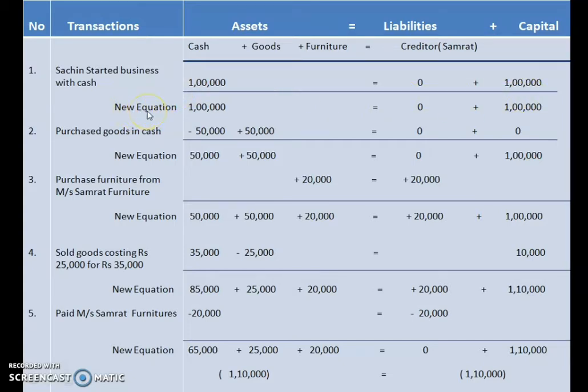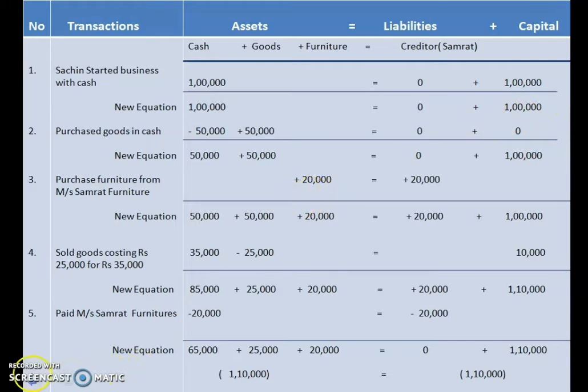So after every case, you have to draw a line and write down the new equation. Now bring down this amount of 1 lakh as it is. Then in creditors, you don't have any item, so write down 0. From the first case, you didn't get any item, so write down 0. Then plus 1 lakh in the capital, you write down 1 lakh over here. Okay, so our first case is over.